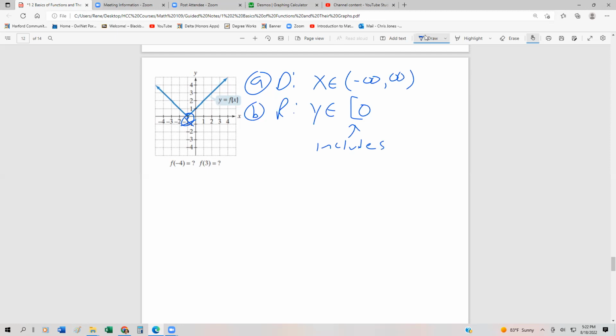And then it's just going to keep going up, up, up forever. And so that means that it's going to range from 0 to infinity, inclusive of 0. We never include infinity. Right?